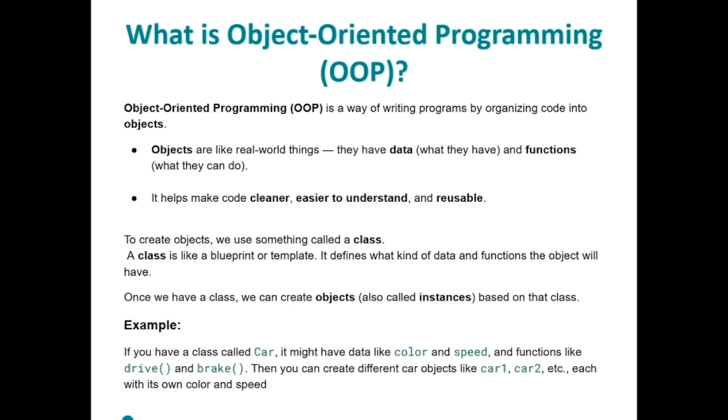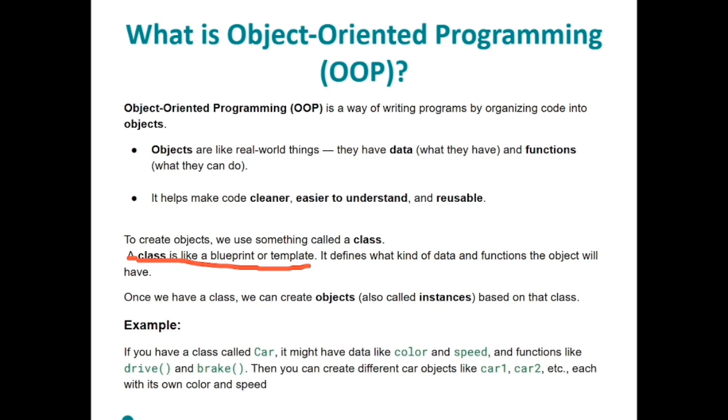In OOP, there are two major things that we should know, that is class and object. Let's talk about the class. What is a class? A class is like a blueprint, a template. It defines what kind of data and functions the object will have, like its model, its name, its color. And an object is known as an instance based on the class.